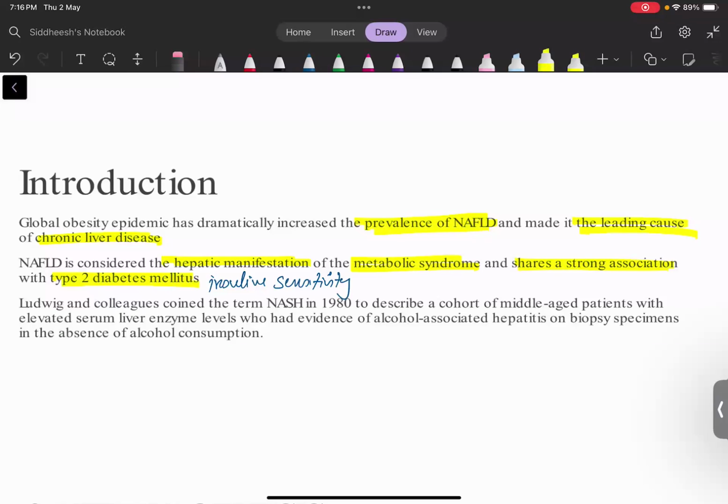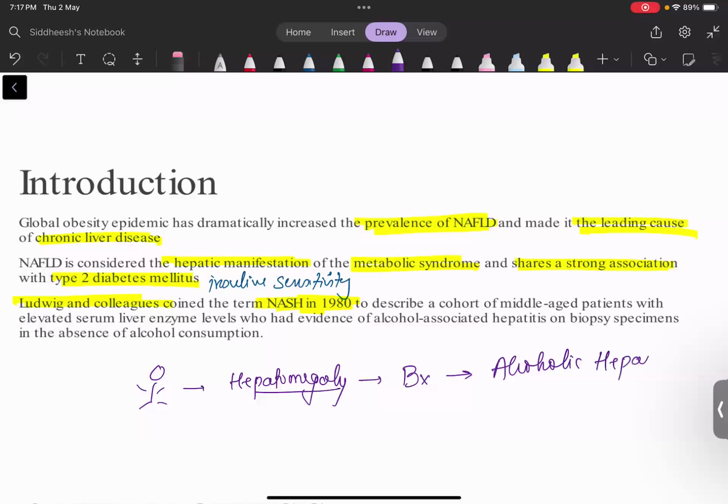Correct? Now, Ludwig and his colleagues coined the term NASH in 1980. So how did they find out about the NASH term? They got multiple patients in their clinic. They found that these patients were having what? Hepatomegaly. So what is hepatomegaly? Enlargement of the liver. So they were suspecting some alcohol abuse. So they performed a liver biopsy and found an entire feature suggestive of alcoholic hepatitis.